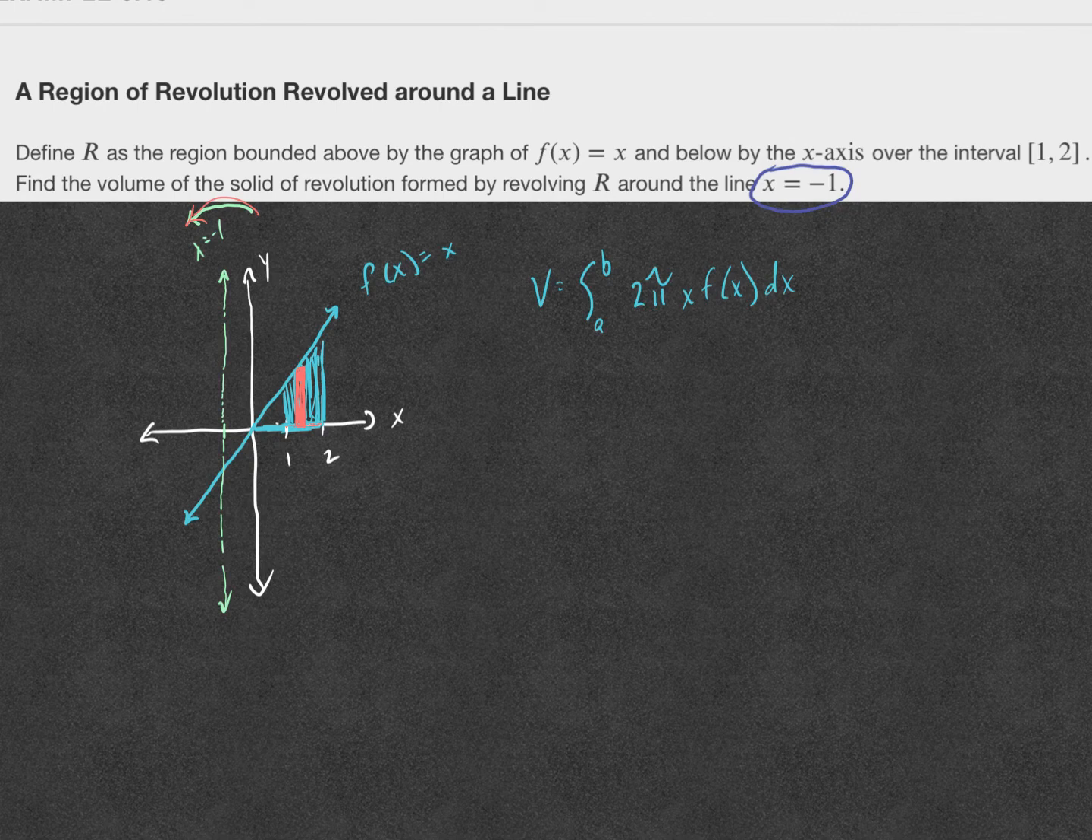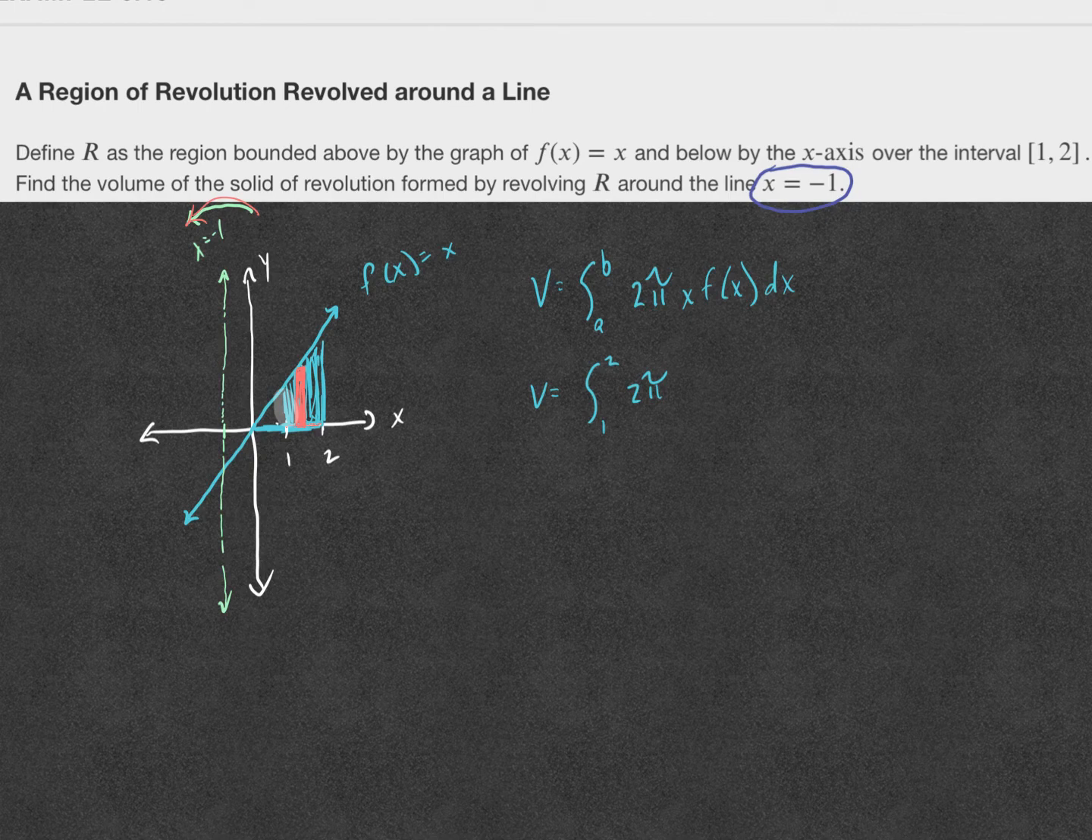All right, now let's talk about substituting everything in. What's different about this problem while we're revolving around a different line? What changes? Do the bounds of the integral change? Well, no, those rectangles are still being chopped from 1 up to 2. That doesn't change. We have V equals the integral from 1 to 2. 2 pi, that's just a number. That doesn't change. Then we come to x f of x.